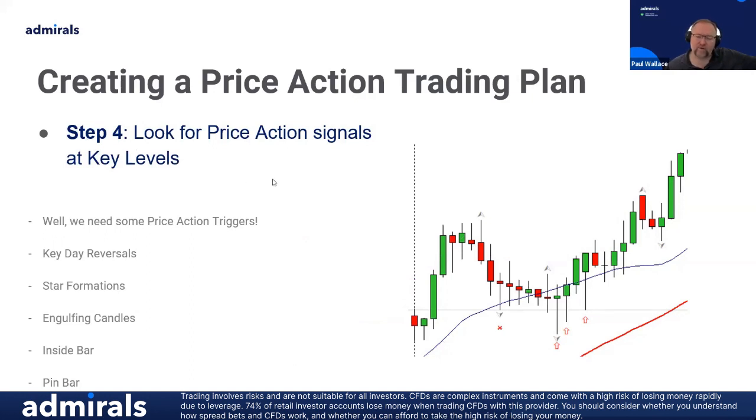Dynamic support, and what we're looking for as price gets there is step 4. We're looking for price action triggers at those key levels that we identify. We need some price action triggers to give us an indication that, bang, this is our trigger, this is where we're looking to enter. So things like key day reversals, star formations, engulfing candles, inside bars, pin bars. In this particular case, those three were all pin bars, as was this one.